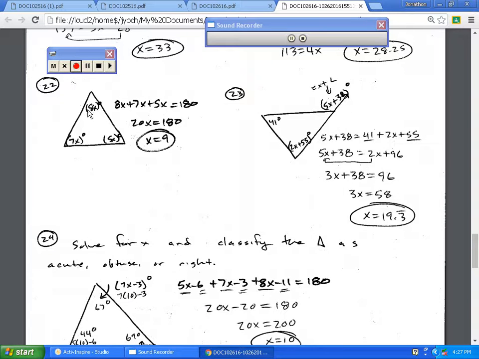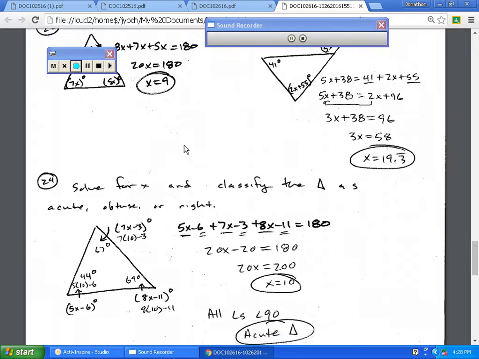Okay, on 22, you have three angles in a triangle, so they sum to 180. 8x plus 7x plus 5x is 180. X is 9. On this one right here, this is the exterior angle. 5x plus 38 is equal to the sum of 41 and 2x plus 55. You're going to get 5x plus 38 equals 2x plus 96. Subtract 2x. Subtract 38. X is 19 and a third.